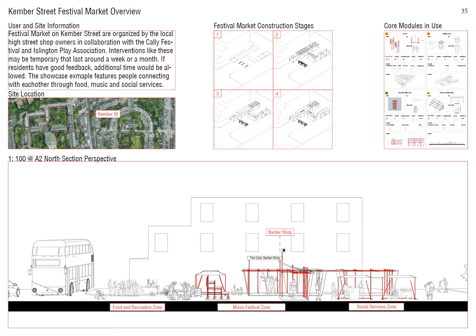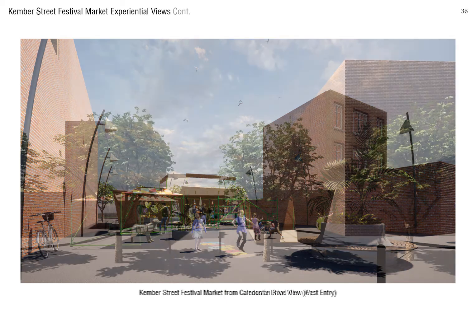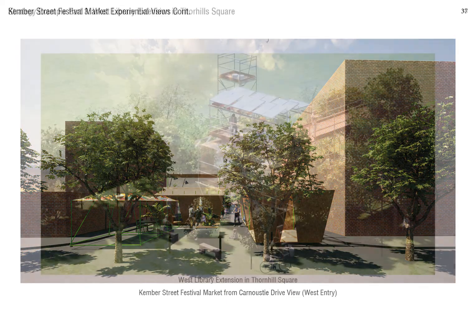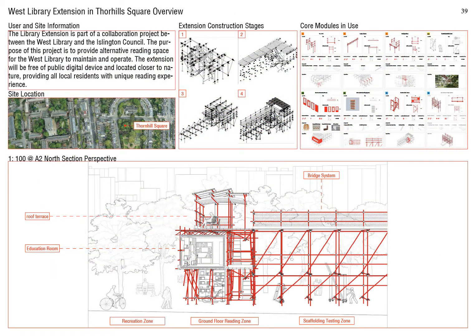The showcase example features people connecting with each other through food, music, and social services. This page also shows the construction stages of the festival market, core module in use, and the section perspective drawing shows general space layout. Again, here are some street-level experiential views. This is the third example, and it's the West Library Extension in Thornhill Square. Here's the West Library Extension in Thornhill Square overview.